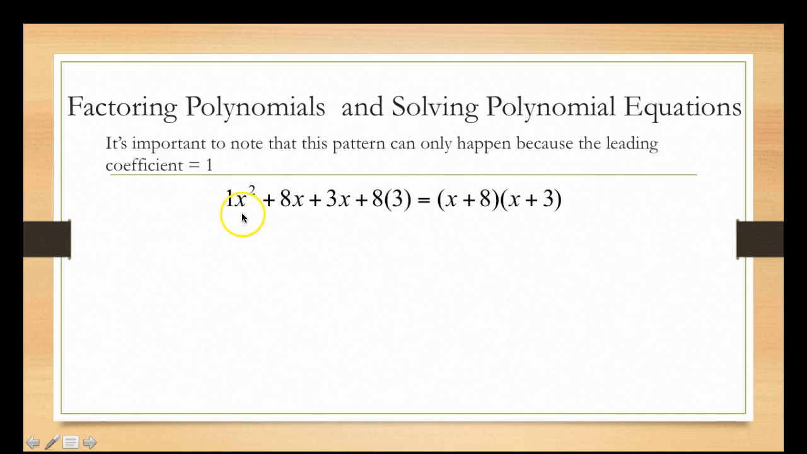It's important to understand that the reason why it works the way it does for the last problem is because this leading coefficient is 1. If this leading coefficient is not 1, we'll learn in the next lesson what we need to do. But because the leading coefficient is 1 here, that means that we can just do the product sum. So we'll do another problem so we have a better understanding.